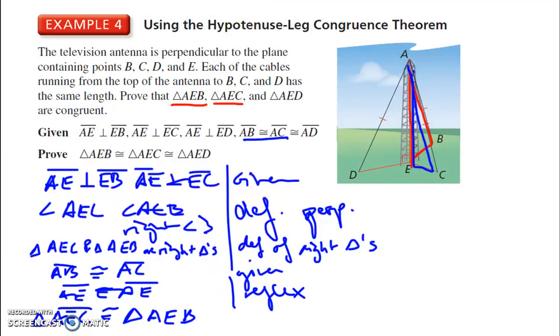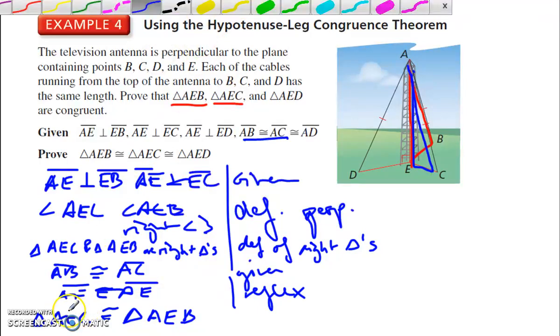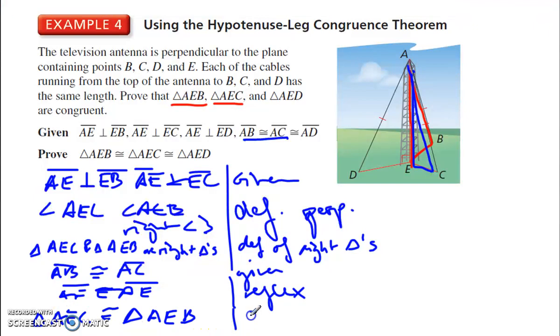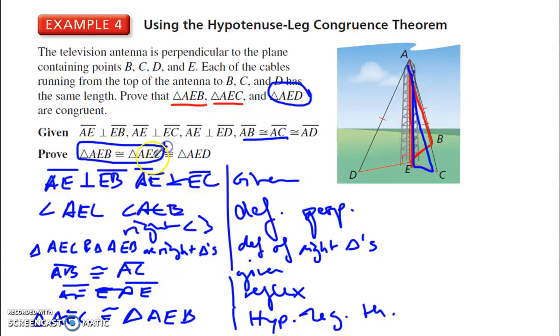Oh, why did I put a line over there? Silly me. There we go. Triangle AEC, because of the hypotenuse-leg theorem. And it would work the same way to do the other triangle. Then I have proved this part. I can prove one more, AEC to AED, and then the transitive property tells me that one to the next to the next.